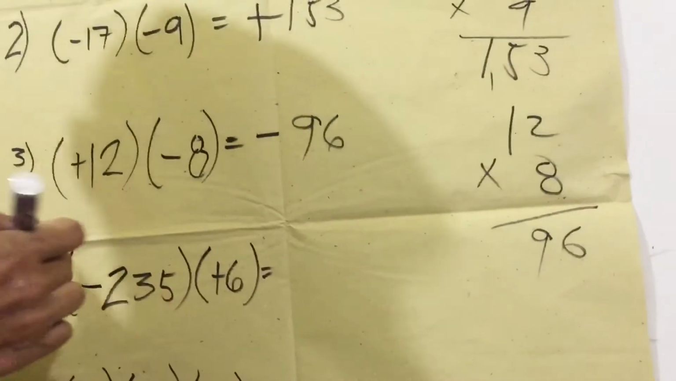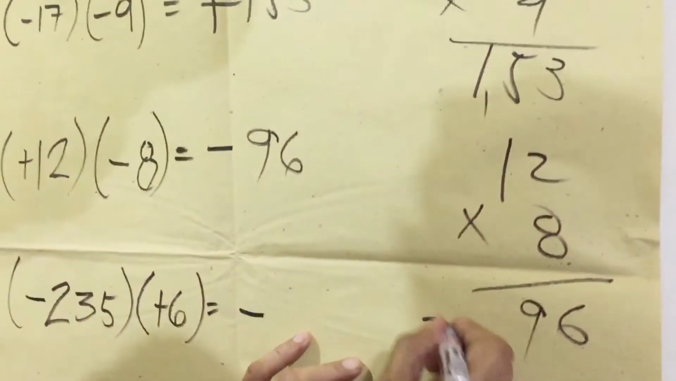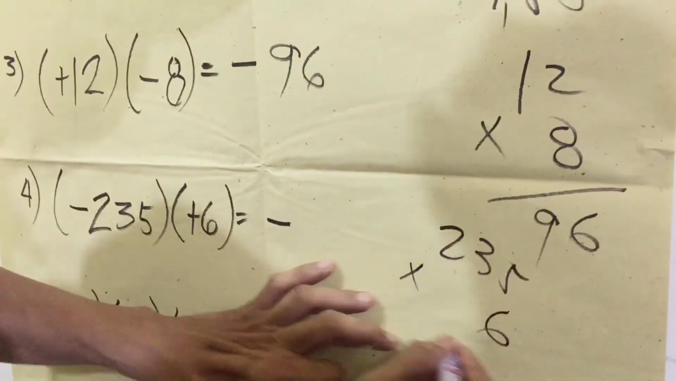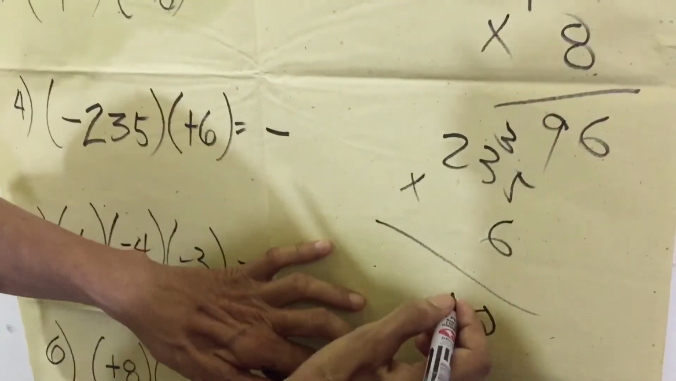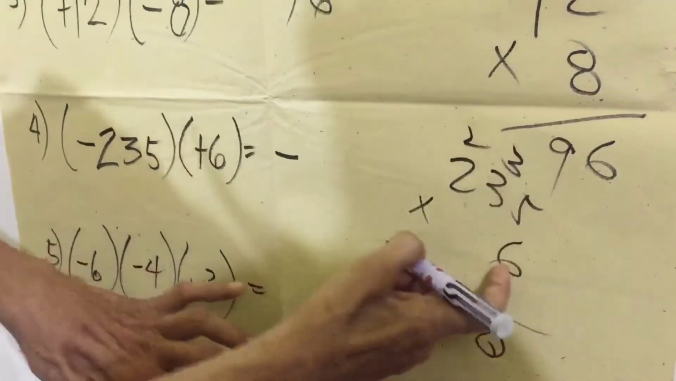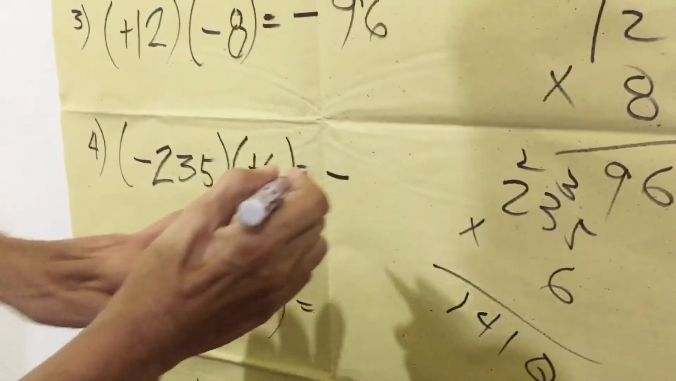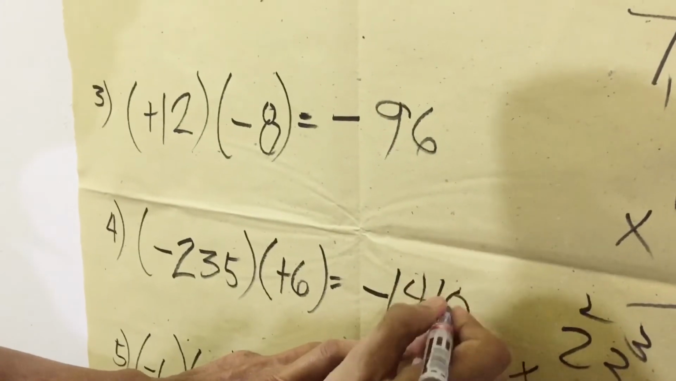Next is number 4. Negative times positive equals negative. Then multiply 235 times 6. 6 times 5, 30, carry 3, 6 times 3 is 18, plus 3, 21, carry 2, 6 times 2 is 12, plus 2, 14. So the answer is 1,410 negative.